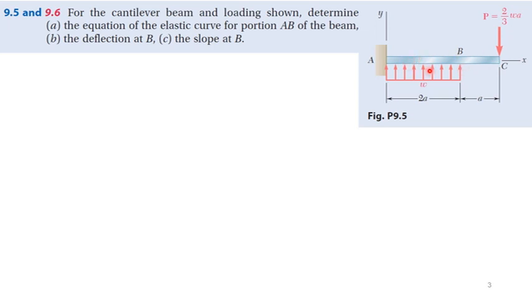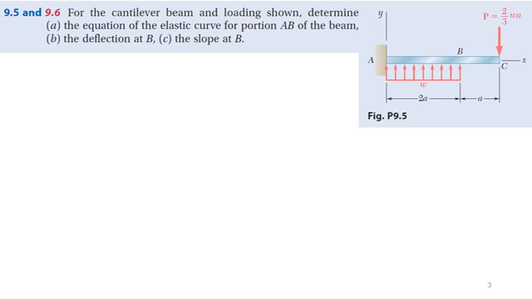We have a distributed load W. The total length of the beam is 3a. From A to B the distributed load is W, the length is 2a, and from B to C there is no distributed load. We only have a concentrated load at the free end C, and this distance is a. So in order to develop it, first we have to draw the free body diagram and find the reaction at A.